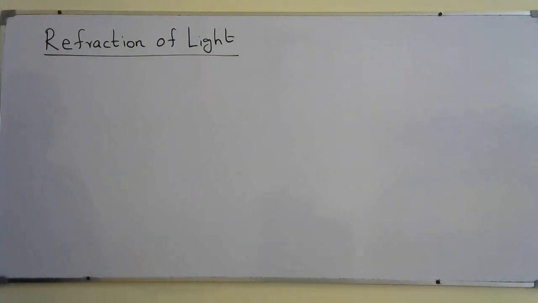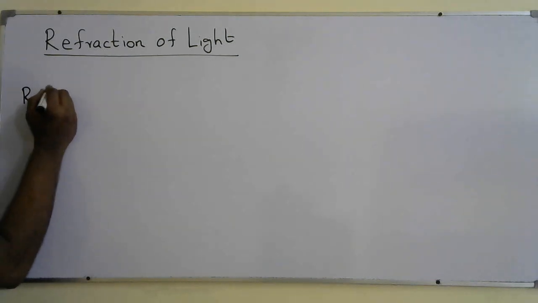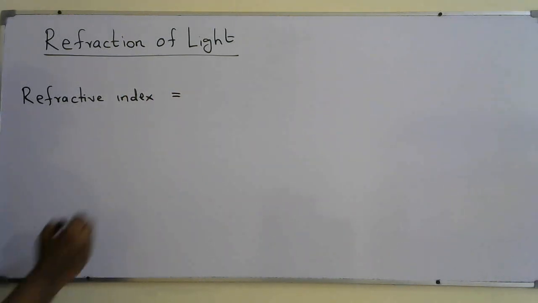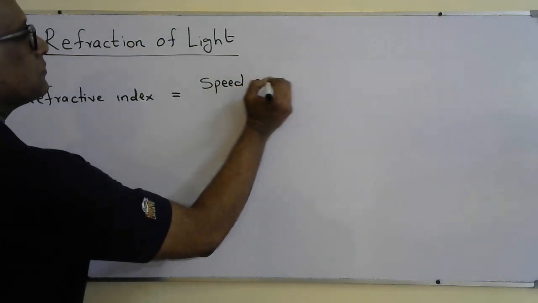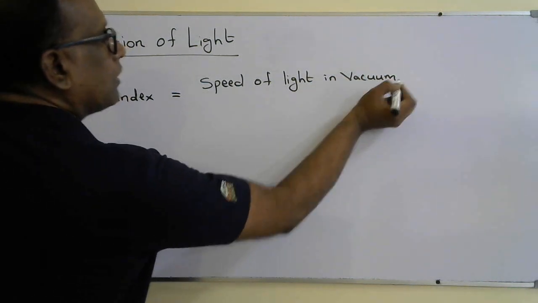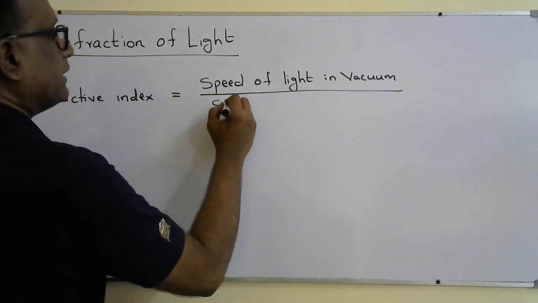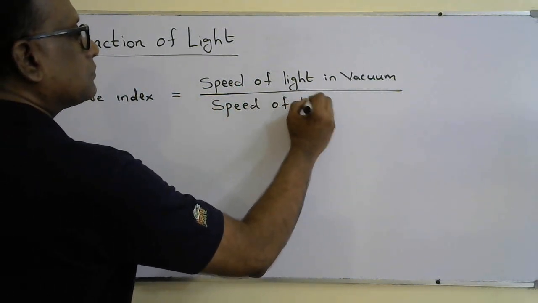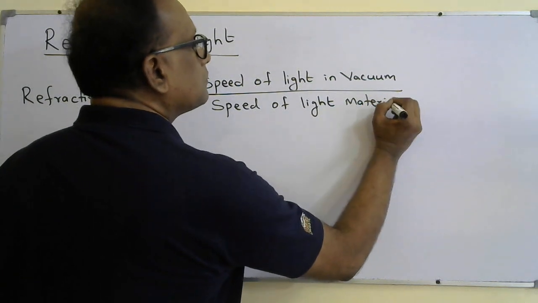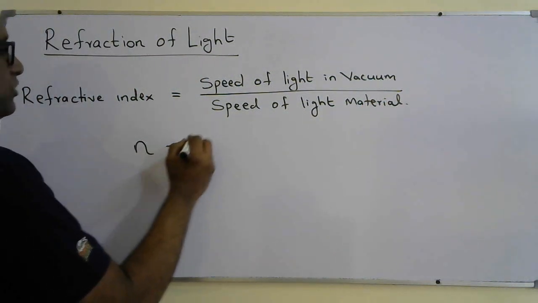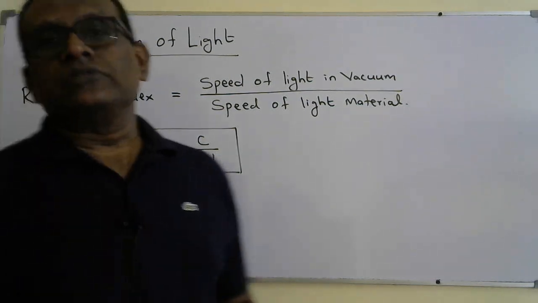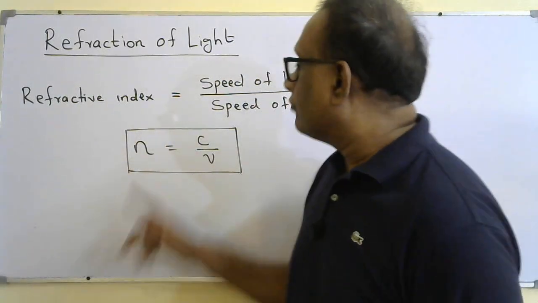So the refractive index of a medium is defined as speed of light in vacuum divided by speed of light in the medium or material. It is denoted by n equals c over v. This is the definition of absolute refractive index, but we don't use the word absolute. So this is the definition of refractive index.